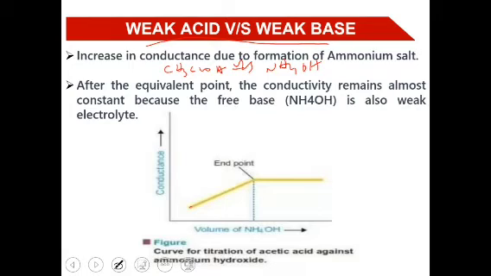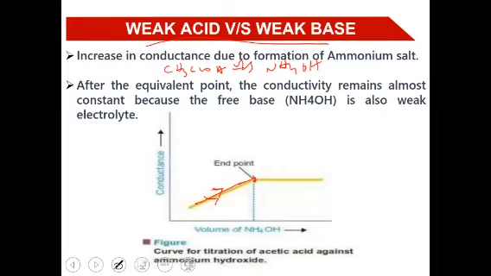After adding the ammonium hydroxide to the acetic acid, the acetic acid reacts with the ammonium hydroxide to form an ammonium salt. Due to the formation of that ammonium salt, there will be an increase in the conductance value. If you observe the graph, there is a gradual increase in the conductance. After reaching the end point, all the acetic acid molecules have converted into ammonium salt.